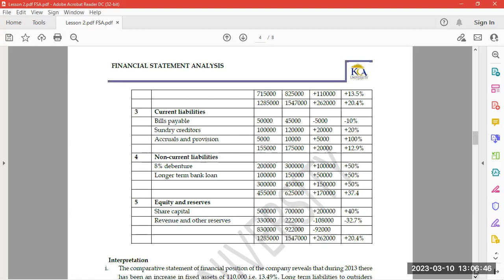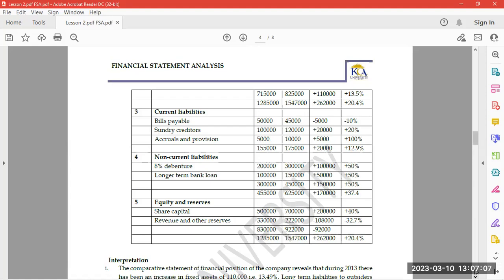If you continue to equity and reserves, we have share capital 50, where you get the difference between 2012 and 2013. Then you are supposed to use the same format to get the exact figures in the third and the fourth column, the interpretation.